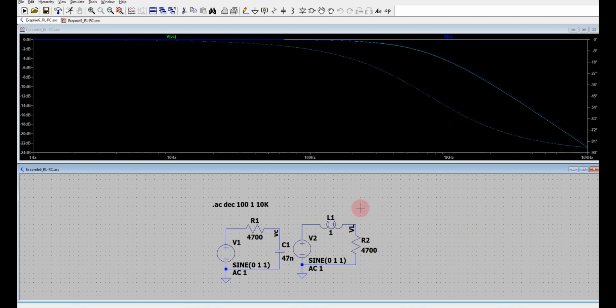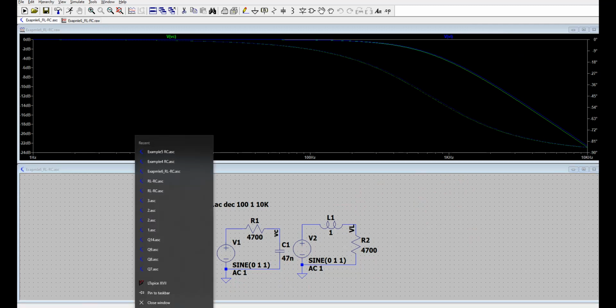So these are some insights into the filters. That's all for today.